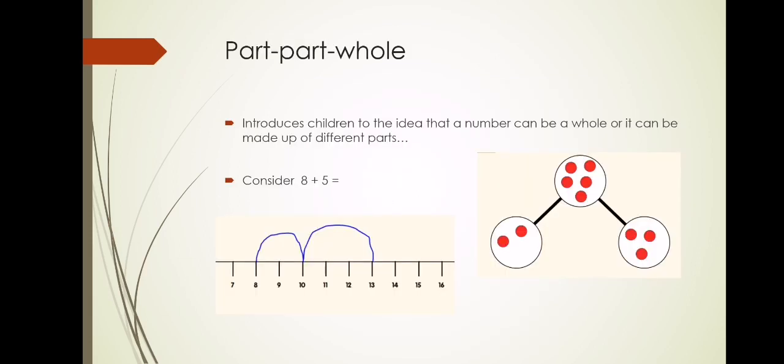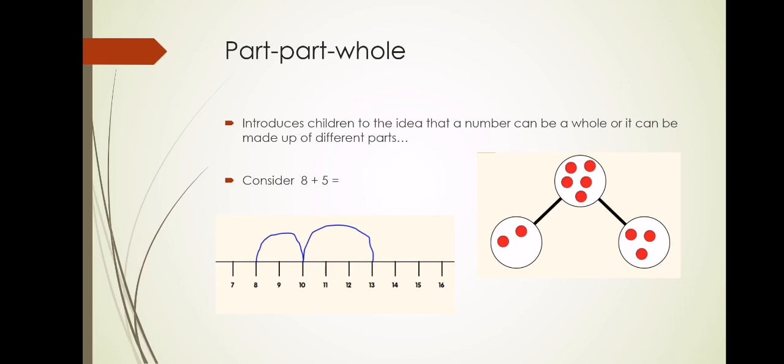Now, another representation that we use quite often in class is the part-whole model, and this is sometimes referred to as the cherry model purely because it looks like a cherry. This is really important because it introduces children to the idea that a number can be a whole or it can be made up of different parts. Quite often we find that children see 33 as 33. It can't be broken up into any parts, and this can restrict them when they're coming to do things like addition.